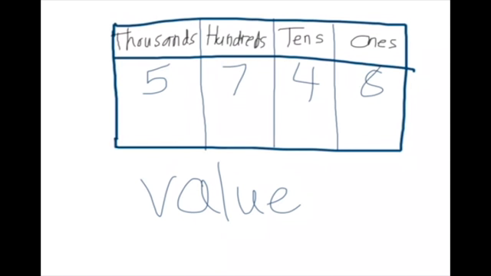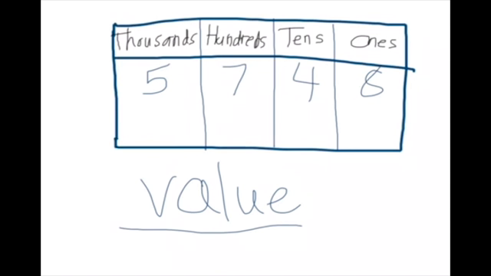And just like before, when I fill in my place value chart, this picture shows the number in standard form. Remember, standard form is just writing my number the regular way that I always write it, with the 5,000 first, then 748.